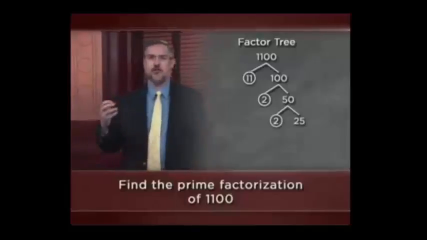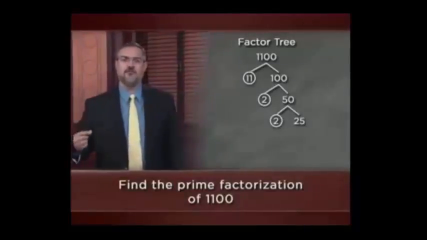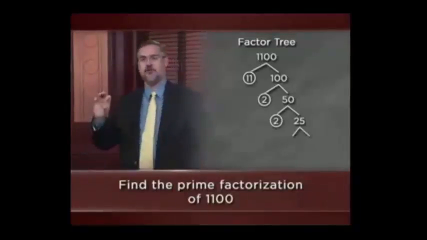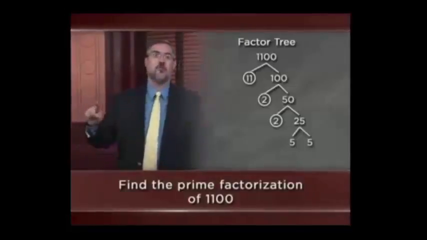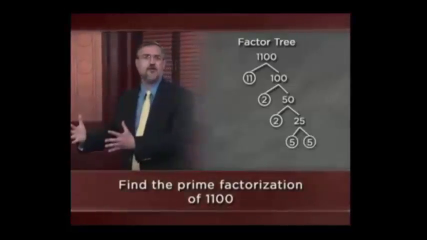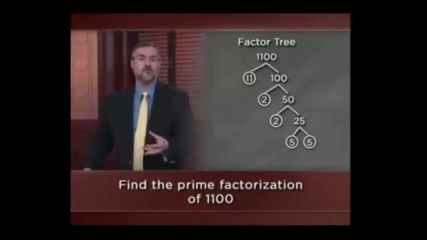And now I see that all I'm really left to work on is the 25. And 25 is 5 times 5. So I write my 2 little lines, I put a 5 on one side, a 5 on the other, and those 5's are both prime, so I circle them, and now I look at my tree and I realize that all the bottom pieces, if you will, of the work are circled.